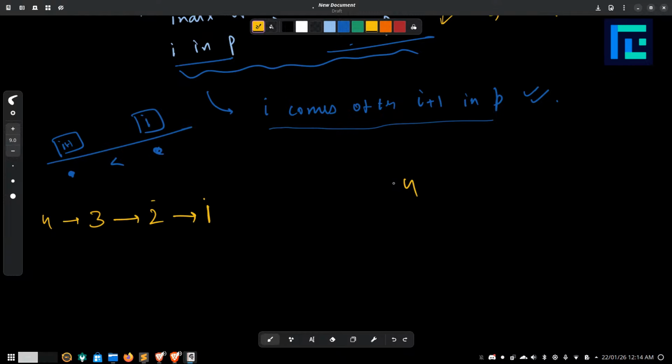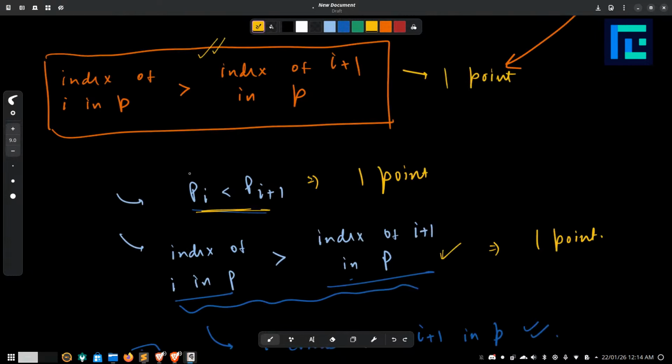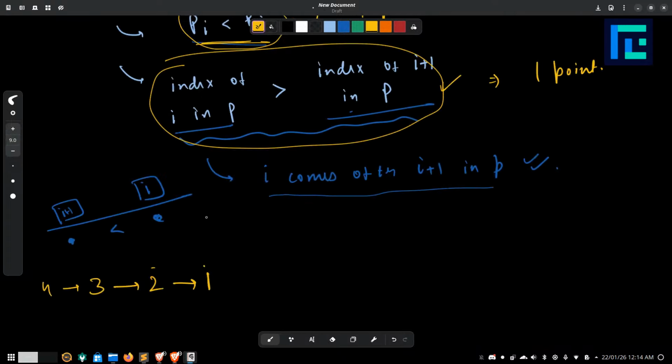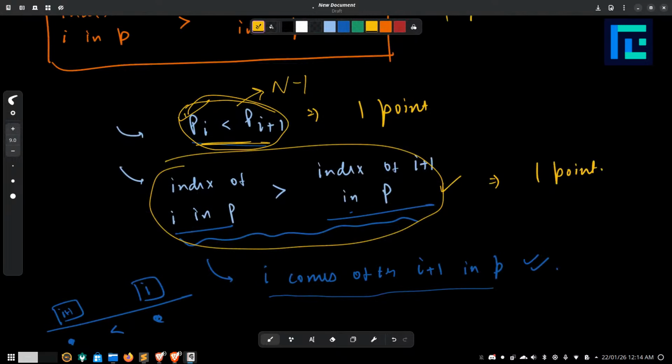So what we'll do is we do need the points from Q also, right? Because we cannot use only the points from this equation, since we can get a maximum of n minus 1 points only. So we will actually have to use this equation as well. So we will have to place 4 before 3 and 3 before 2 and 2 before 1. But how do we place them so that we can enjoy these points as well?